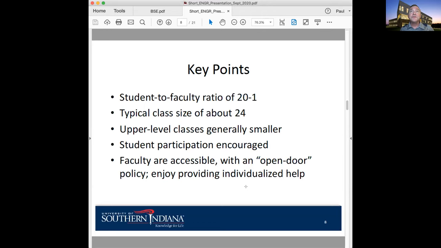Now, your students might still be in a really large class, for something like U.S. history. They might cram 100 people into a room or something. But the technical classes are all going to be around 24. And the class size gets smaller as the students get into junior and senior year and break into their discipline-specific areas. Our students are encouraged strongly to participate in the classes.